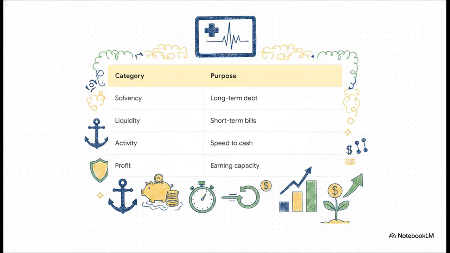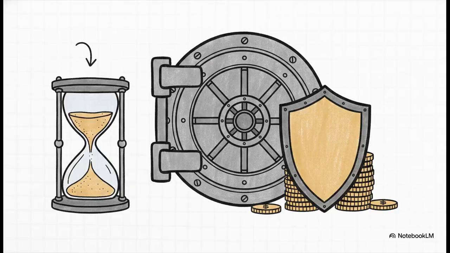We check solvency for long-term debt survival, liquidity for short-term obligations, activity for operational speed, and profitability for overall earning capacity. Let's zoom in on that very first one. Solvency ratios are specifically designed to measure whether a business can actually service its debt in the long run. The people who have handed over money to the business on a long-term basis, the lenders, are intensely interested in this. They really just want to ensure 2 things are completely safe: their periodic interest payments and, of course, getting their principal amount back when the loan period finally ends.